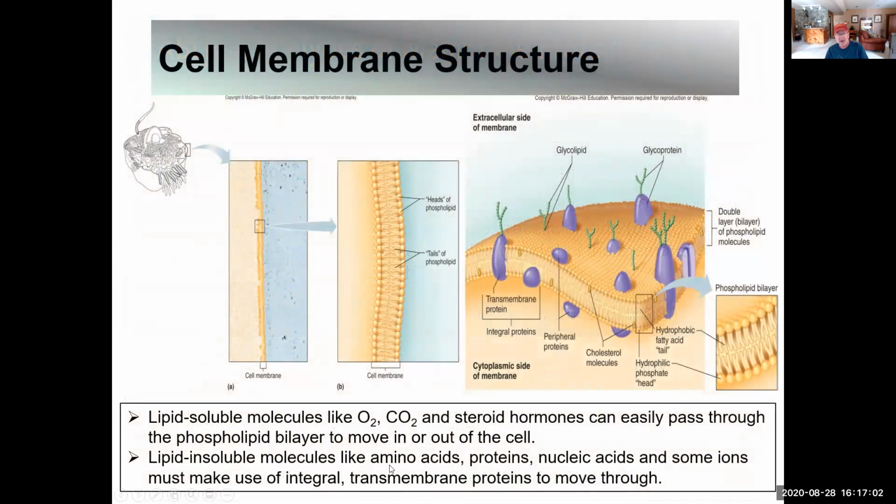And I give you some examples here of some lipid insoluble compounds. Amino acids, you might remember from chapter 2, are the building blocks of proteins. Nucleic acids would be things like DNA and RNA. And as we'll talk about later, certain charged ions like sodium ions and potassium ions, chloride ions, any compounds that have a charge, a minus or a plus charge, typically are lipid insoluble and can only get across the membrane with the help of these bridge proteins here, these transmembrane proteins.